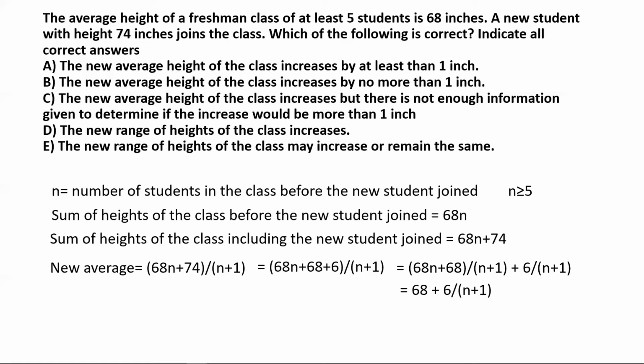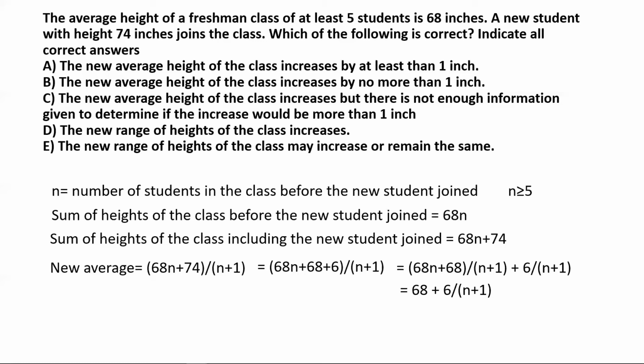as the second term. And from this, it is clear that the new average height will increase. It will be greater than 68, right? Because we have 68 plus a positive quantity, 6 divided by (n + 1). That makes sense because the new student had a height that's substantially greater than the average height. So the average height will definitely increase.